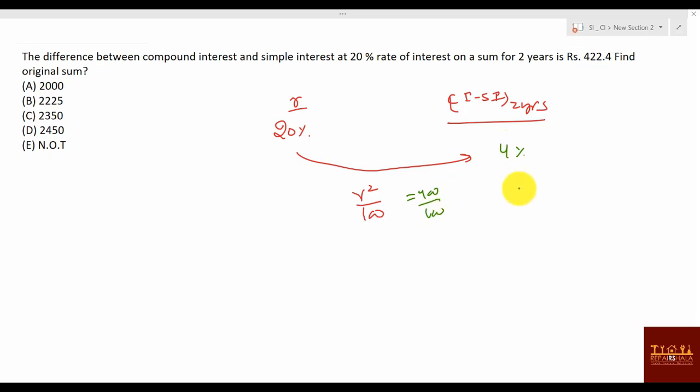Now 4% value is given how much? 422.4. So 1% value is 105.6. What you are asking? Principal, right? Principal is 100%. So principal is 100% means what you can say? This value will become 10,560. What is this? None of these.